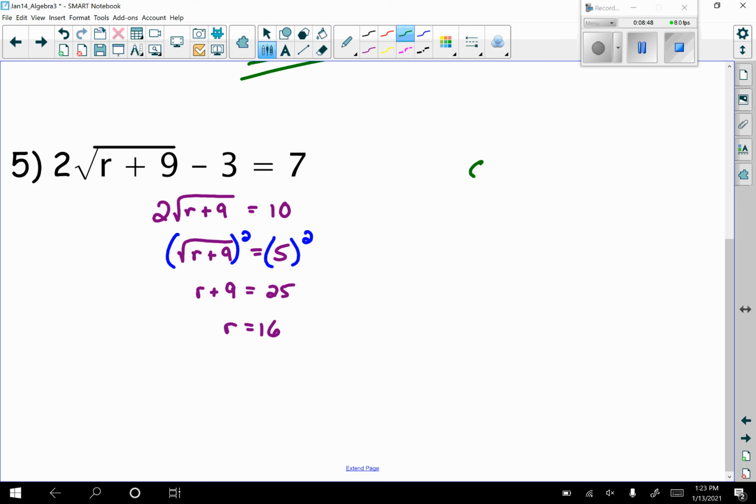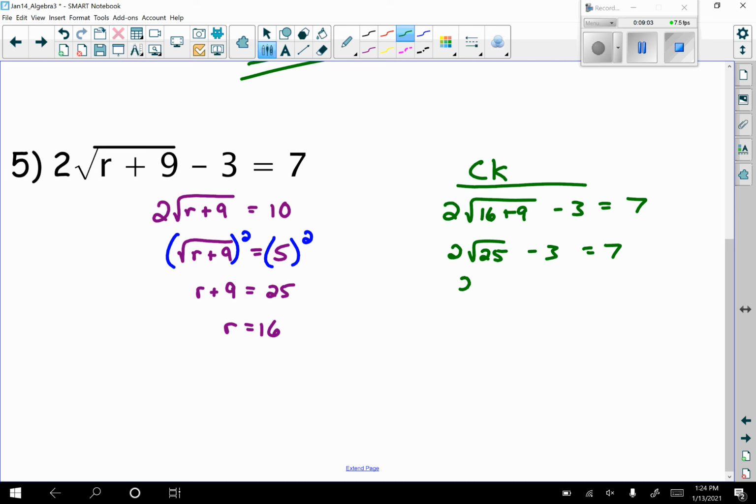And again, let's just check this. So we're going to get 2 times the square root of 16 plus 9 minus 3. Again, we want to know if that's 7. We get 2 times the square root of 25 minus 3 is 7. This becomes 2 times 5, which is 10. So we can just jump straight to that. 10 minus 3 is 7. So that is our solution.